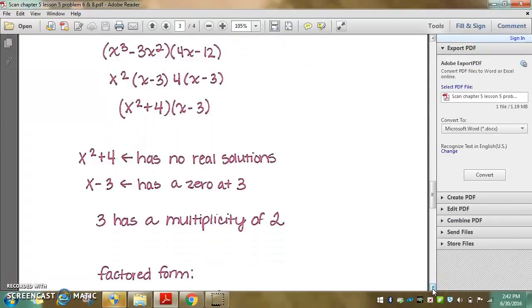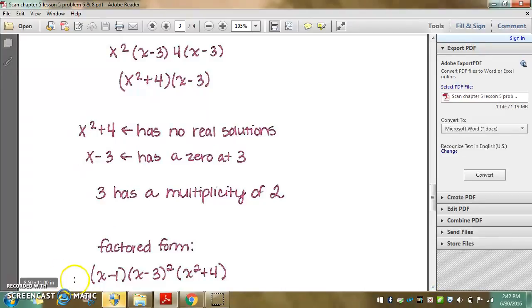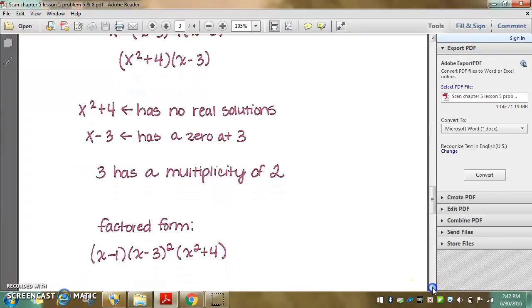Our final factored form, we need to grab all of the factors we found. So that original time we have a factor at x minus 1. We also had x minus 3 squared. And then lastly, x squared plus 4. We are done.